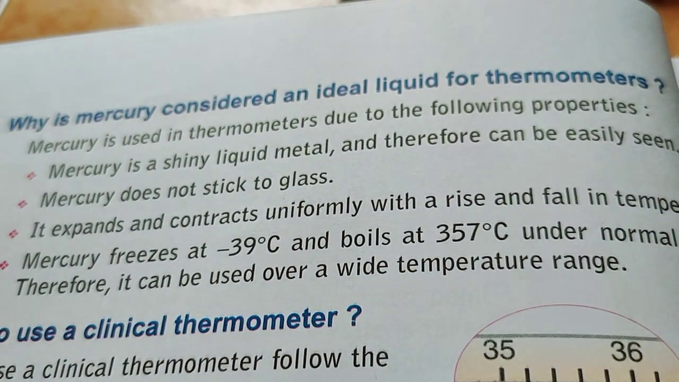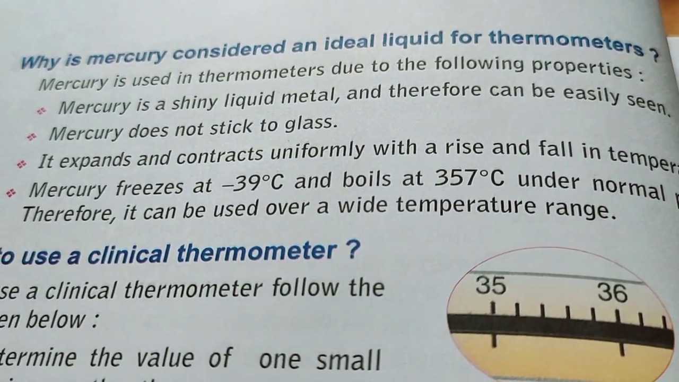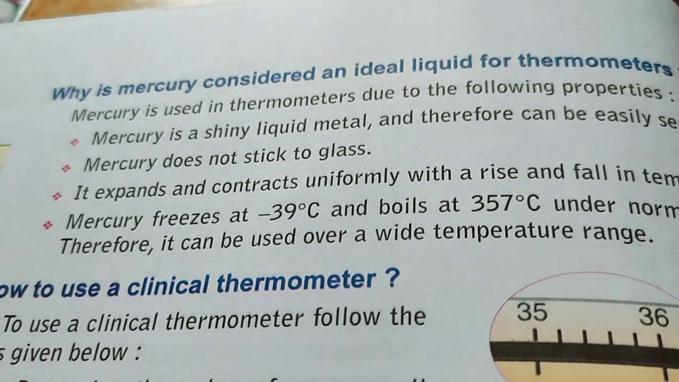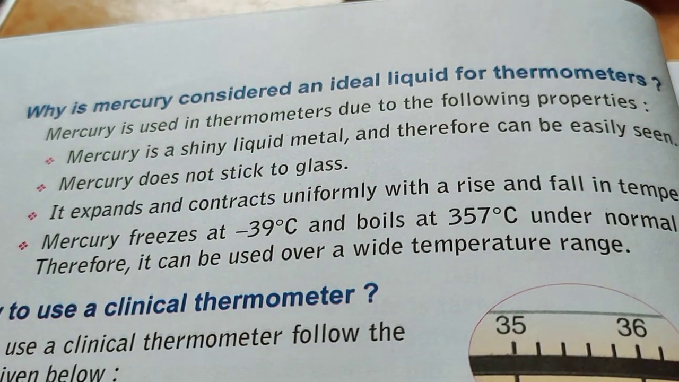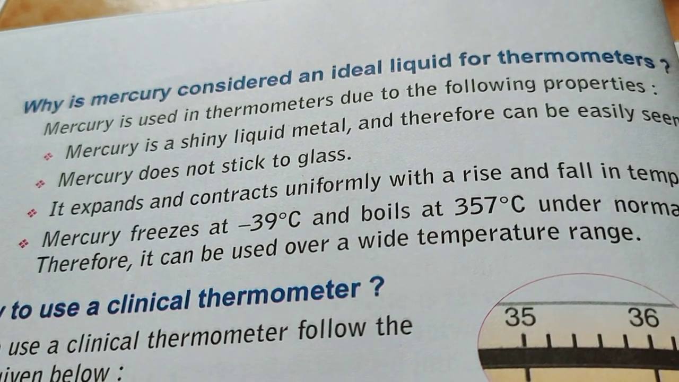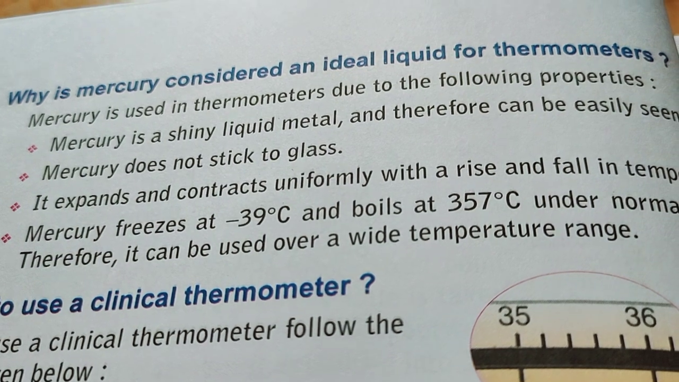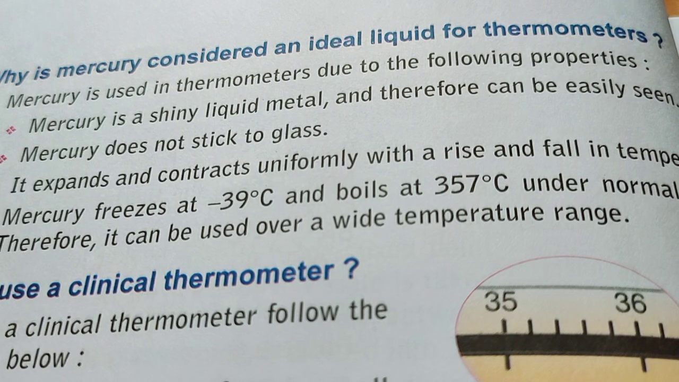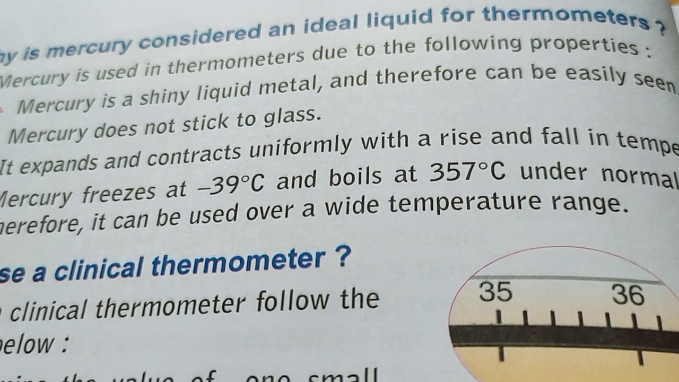Therefore, it can be used over a wide temperature range. So these are the points that explain why mercury is used as the liquid inside a thermometer. It is because it's a shiny liquid, it does not stick to the glass, it expands and contracts uniformly, and it has a wide range from its freezing point to its boiling point.